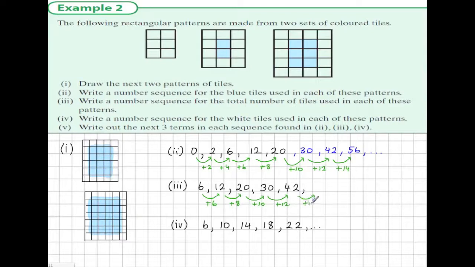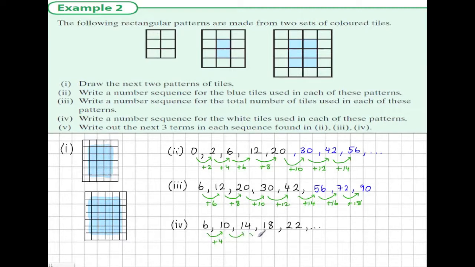Now we can see from the pattern below it goes from 42 to 56, and lastly up 16 and up 18. So 42 and 14 is 56, 56 and 16 is 72, and plus 18 gives us 90. So this will be the pattern of all the tiles.